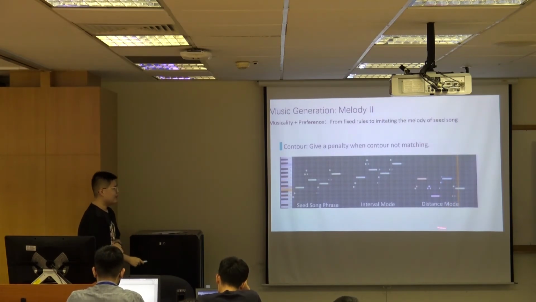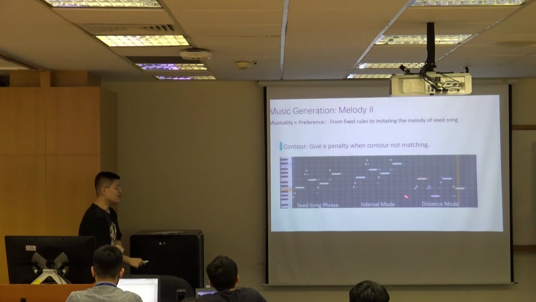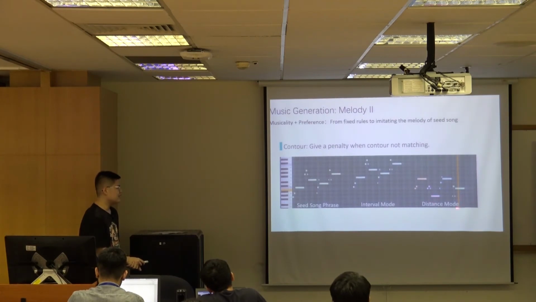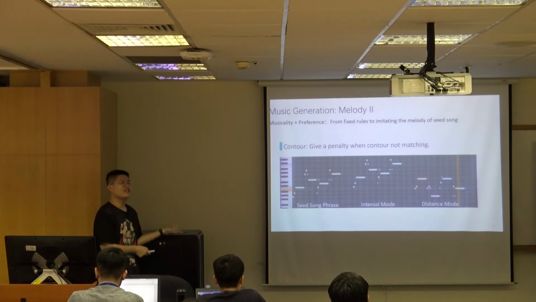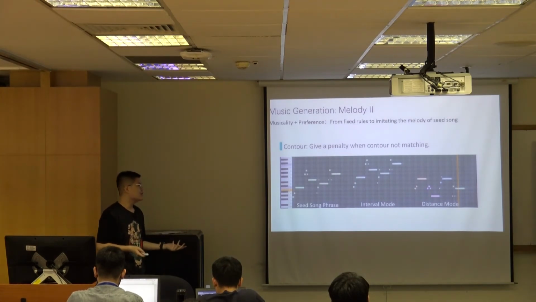So these generated melodies do not sound so similar to the sixth song. In this case, if we use interval mode, the penalty is still very low and it's not so reasonable. So in this case, the distance mode will be more reasonable. So the tricky thing is when to use interval mode and when to use distance mode.